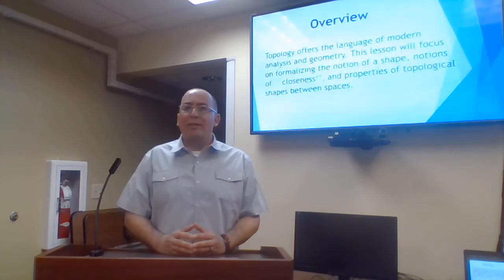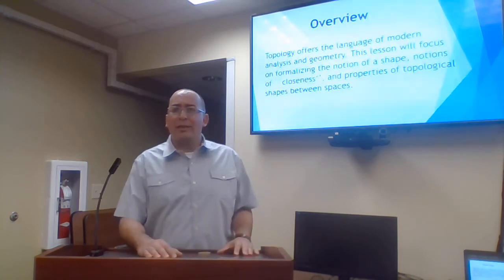Topology is a well-defined mathematical discipline that originated in the early part of the 20th century, but some results can be traced back several centuries. Nowadays, topology provides the language of modern analysis and geometry. Topology is a very broad topic in mathematics and has many disciplines.